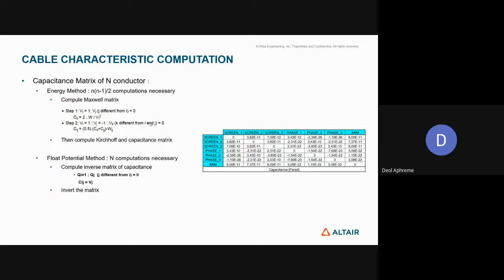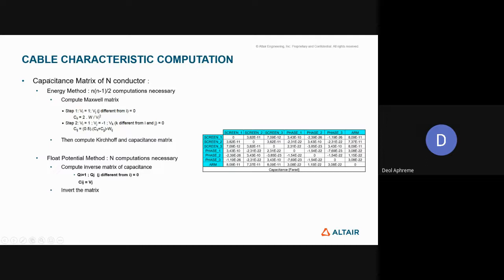The float potential method definitely requires only n number of computations, but the problem arises when you have to compute the inverse of a matrix. So Flux as a tool, we do not yet have the inverse of a matrix computation. You cannot do it in the software. You'll have to take it out and then maybe run it through Java or any other automating method to compute the inverse of the matrix. But since the float potential method has the inverse of the matrix in it, we do not use this method in Flux.